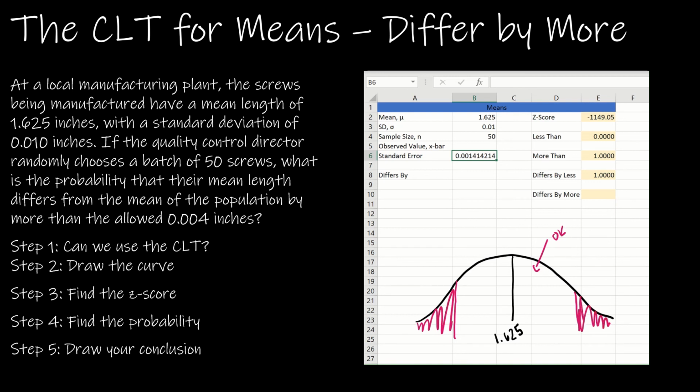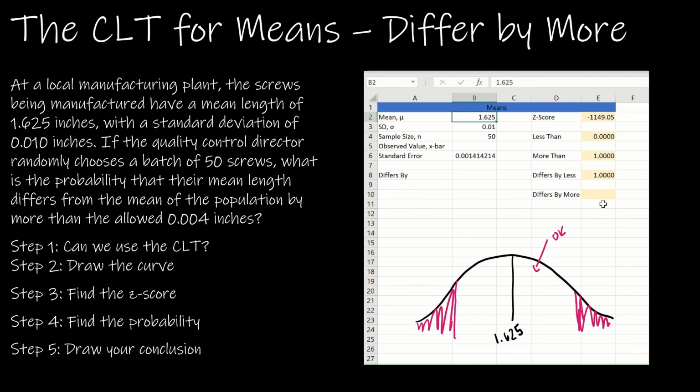So on the last question, we found the area on the inside, and in this question, we're looking at the area in the tails. So same idea, but when we differed by less, we took 1 minus 2 times NORM.S.DIST, and that means here we're just going to not take the 1 minus. We're just going to find this area plus this area, and those 2 areas are the same. So let's take a look at how we would do it.